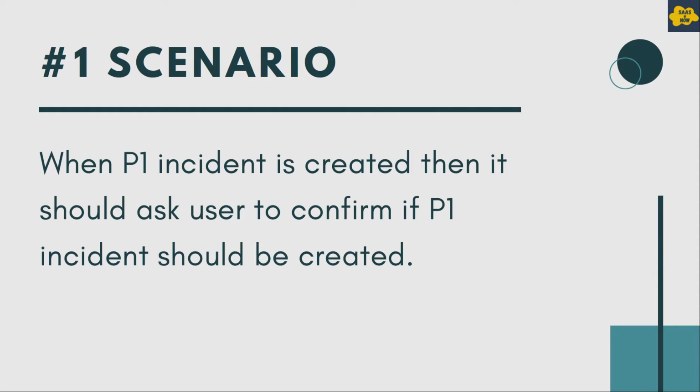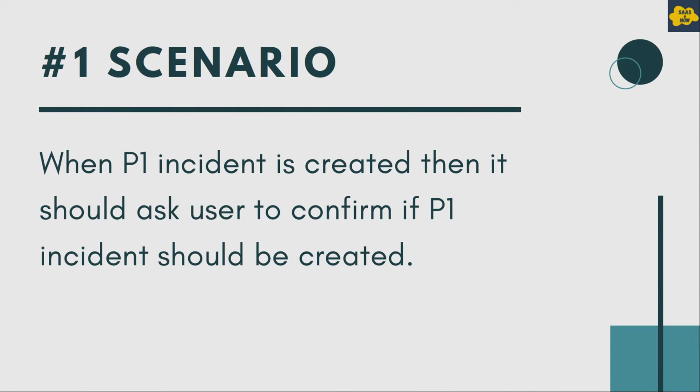Scenario 1. When a P1 incident is created, it should ask the user to confirm if the P1 incident should be created. So if I am selecting the priority as critical, and I click on the submit button to save that record, then ServiceNow should ask the user: it seems like you are going to create a P1 incident. Do you really want to create it? If the user clicks on yes, then it should create the record, else not.